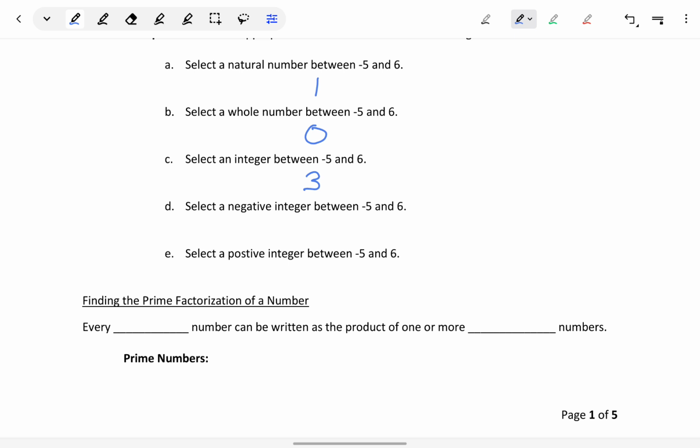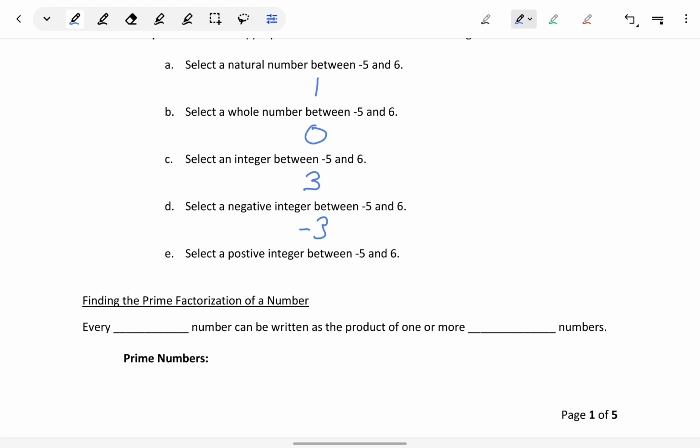Then we can use our language to start narrowing down the range more, or being more specific with the number we want to choose. In part D, we're asked to select a negative integer between -5 and 6. This means we can choose anything from -1 down to -5. So for instance, -3 would be a negative integer between those two values.